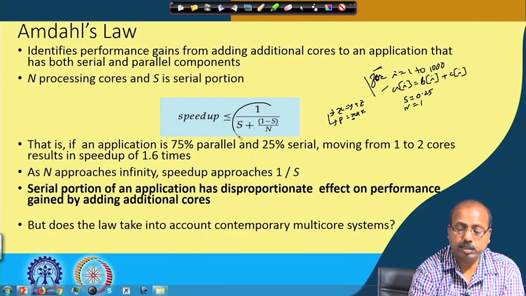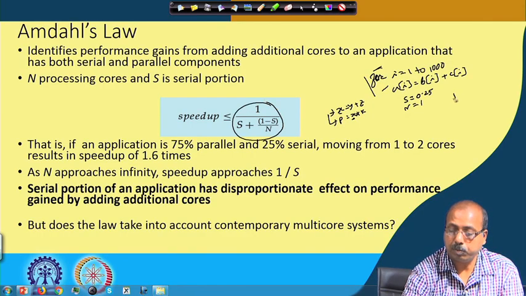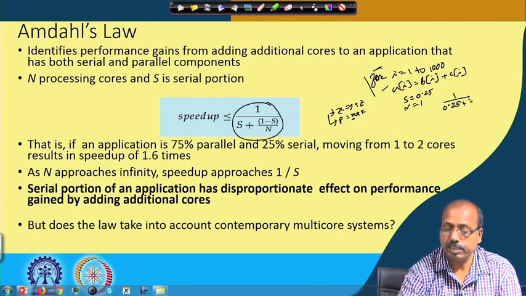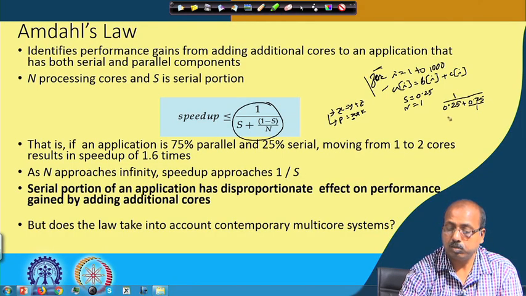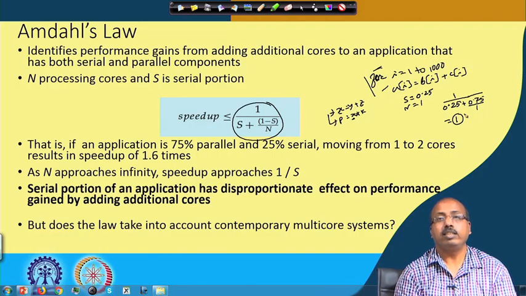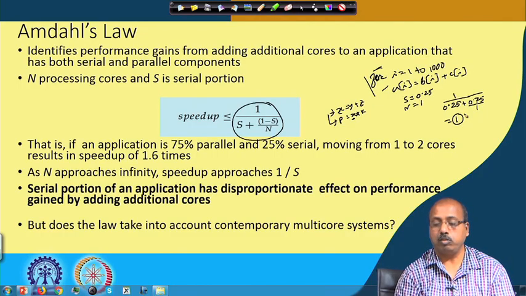So, this expression becomes 1 upon 0.25 plus 1 minus S, that is 0.75, divided by 1, n equal to 1. So, this gives me 1. The speed up is equal to 1. So, with respect to a single processor system there is no improvement.